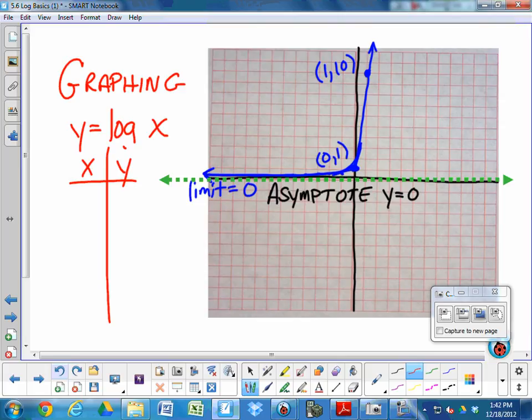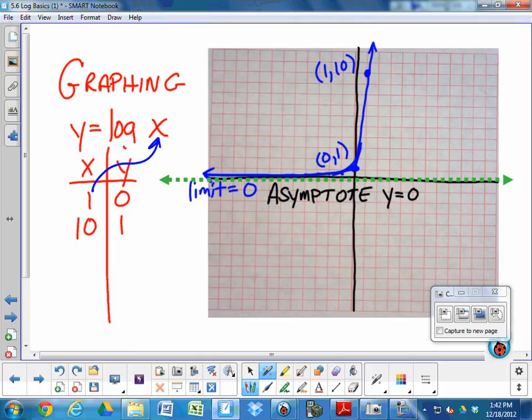What we need to do with our table of values from the blue one is flip them around. So one of the points on the blue graph was 0, 1. What's going to be its brother point on the red one? 1, 0. You got it. Okay. The other key point on the blue graph was 1, 10. Flip it. So what we're saying here is, if I put in 1, what's the log of 1?